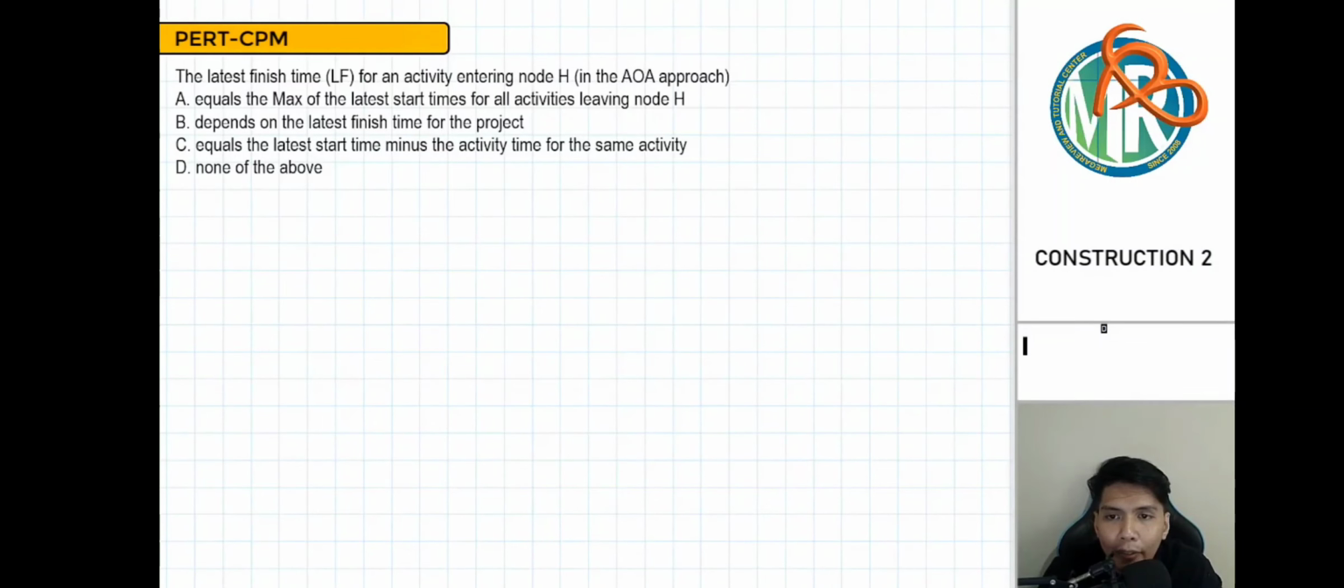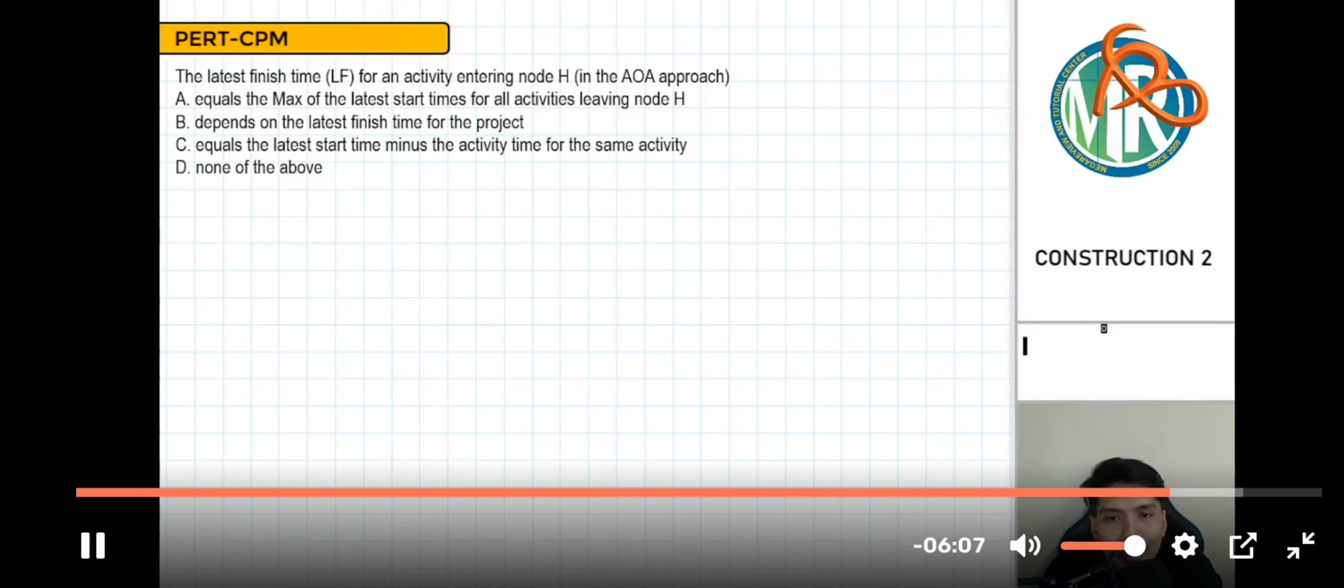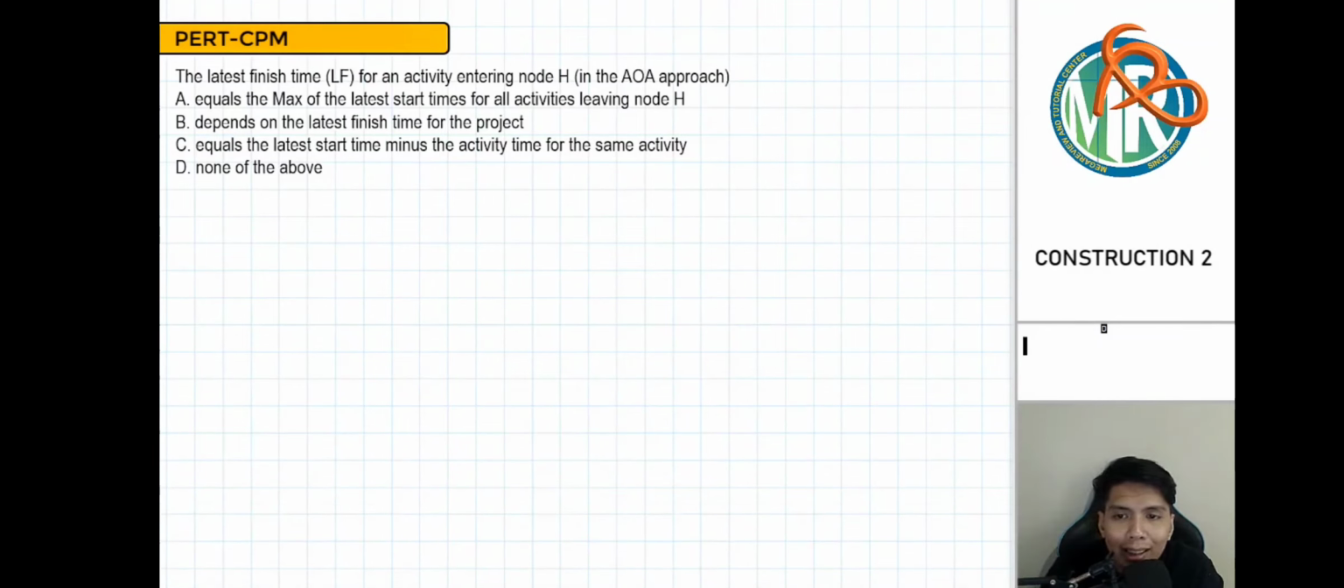The latest finish time LF for an activity entering node H is: letter A, equals the maximum of the latest start time for all activities leaving node H. B, depends on the latest finish time for the project. Letter C, equal to the largest start time minus activity time of the same activity. Then letter D, none of the above.